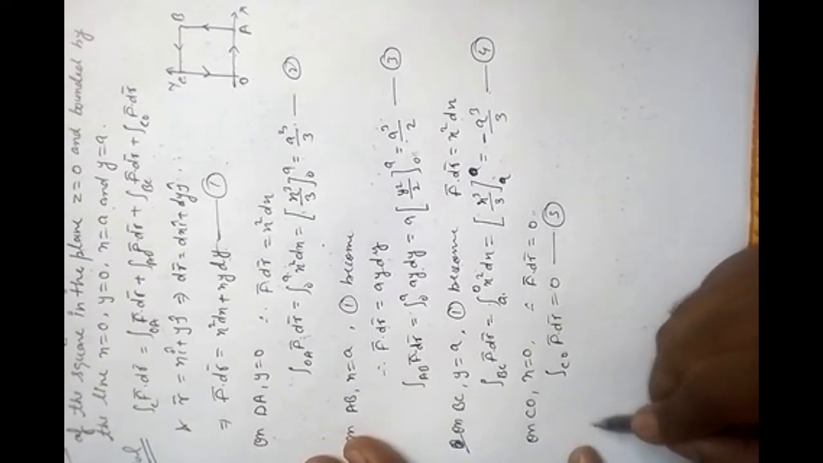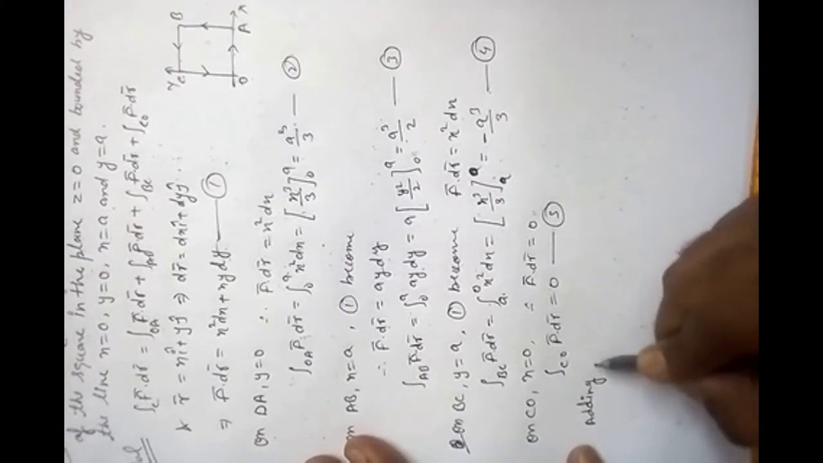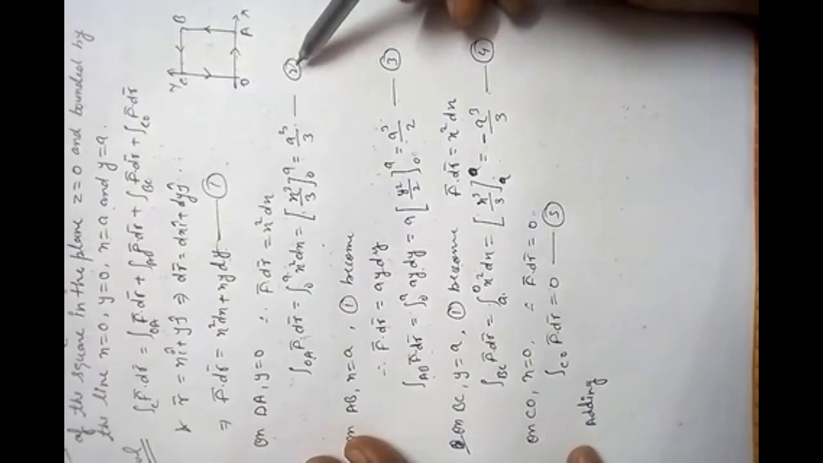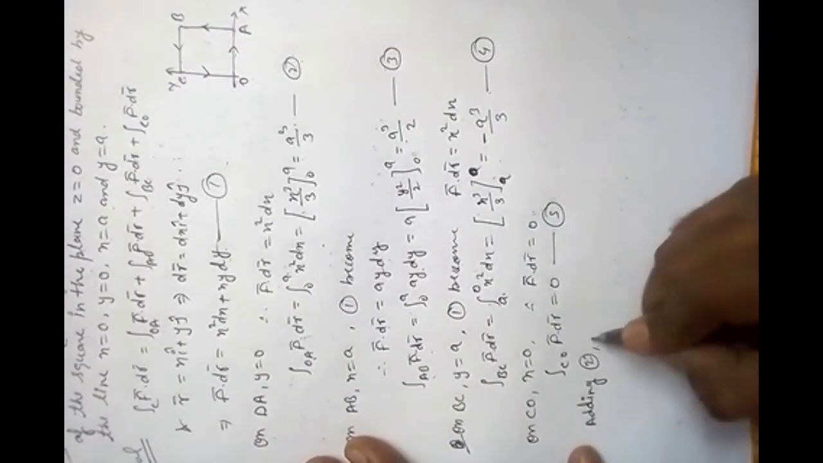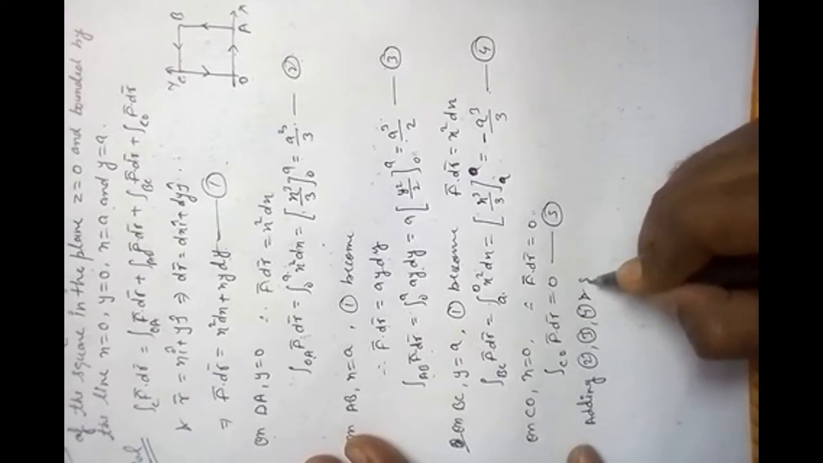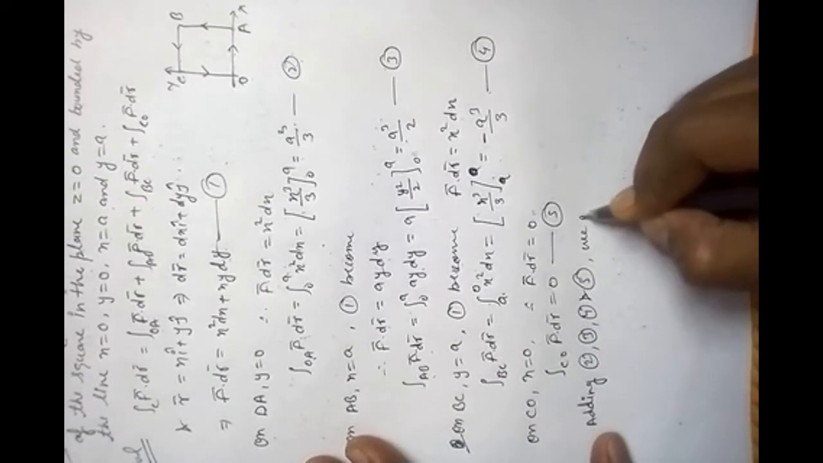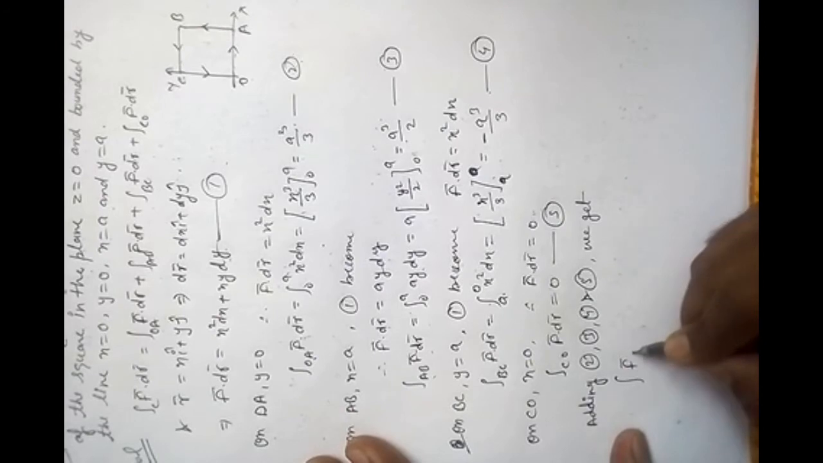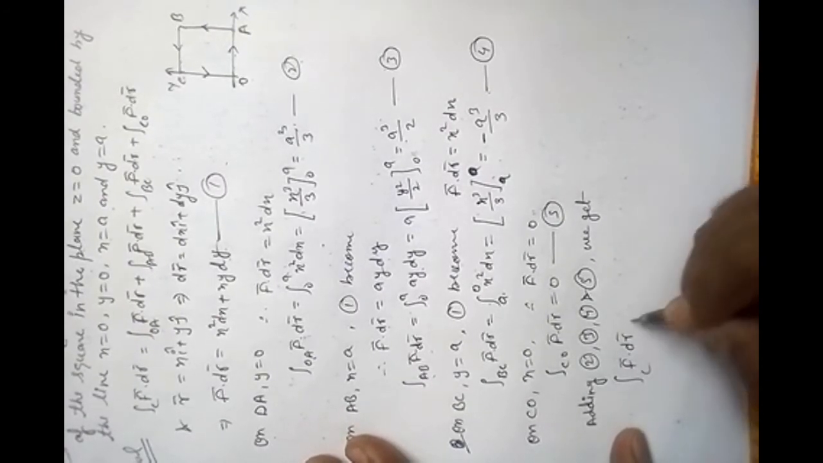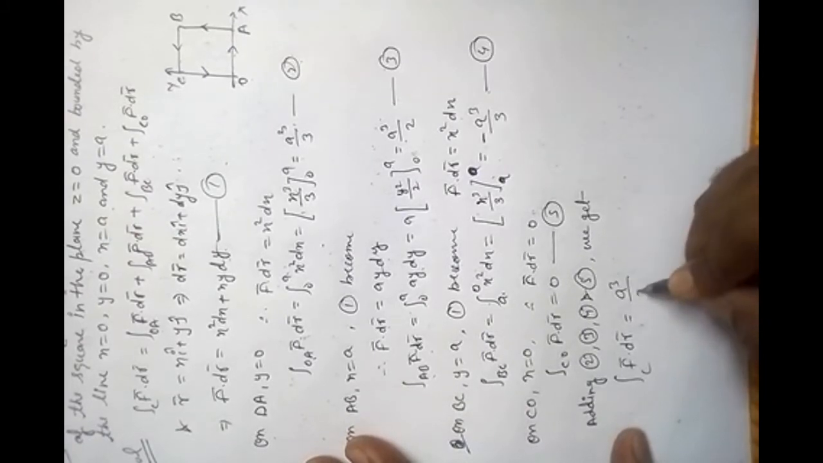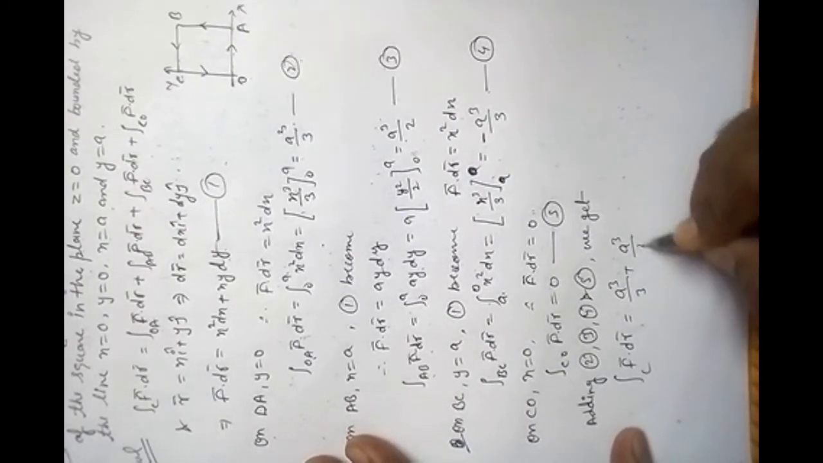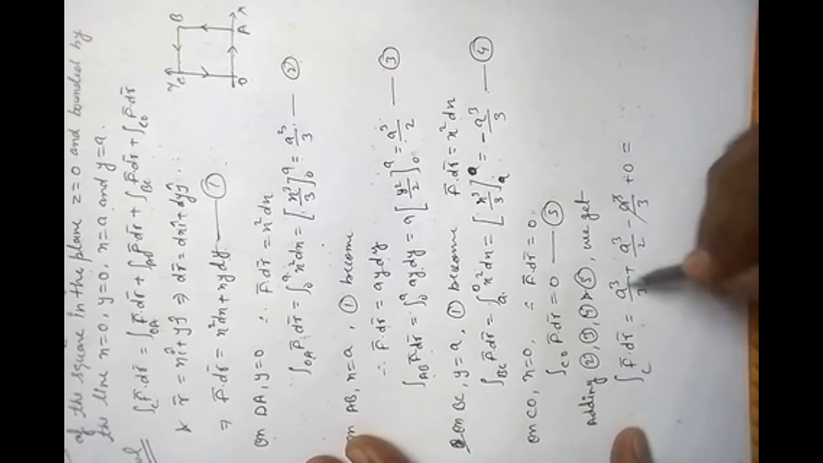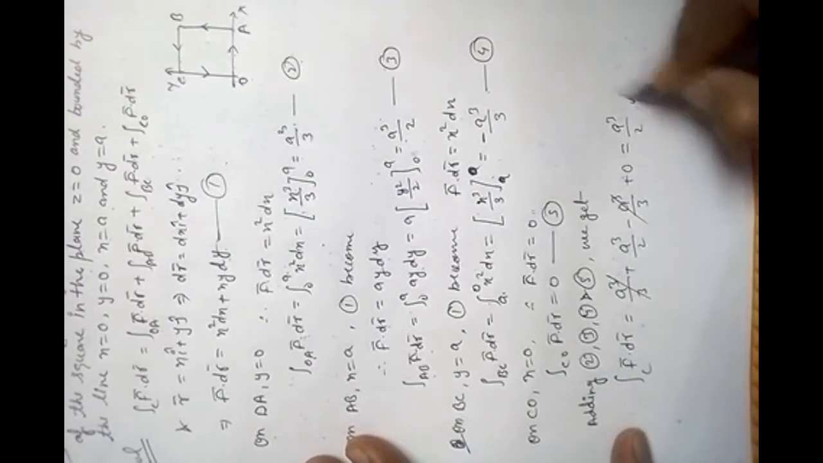Okay, now adding equations 2, 3, 4 and 5, for OA, AB, BC and CO, then we get integral f dot dr over C, which is equal to a cube by 3 plus a cube by 2 minus a cube by 3 plus 0, which is equal to a cube by 2, which is the answer.